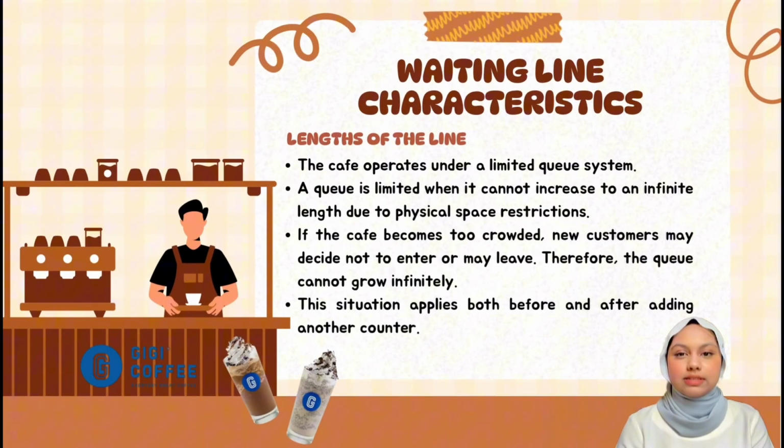Waiting line characteristics. The cafe operates under a limited queue system. A queue is limited when it cannot increase to an infinite line due to physical restrictions. Only a certain number of customers can stand and wait inside the cafe. If the cafe becomes too crowded, new customers may decide not to enter or leave, so the queue cannot grow infinitely. This applies before and after adding another counter. Adding another counter reduces the queue length but does not make it infinite.